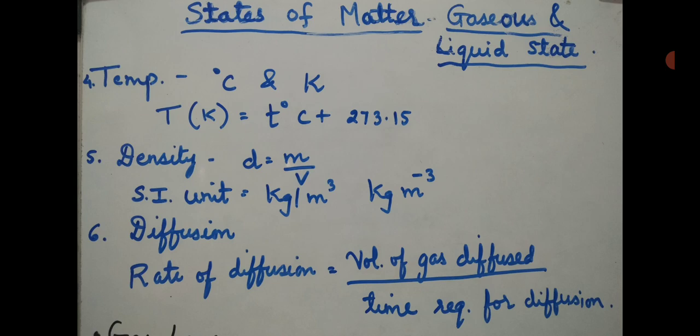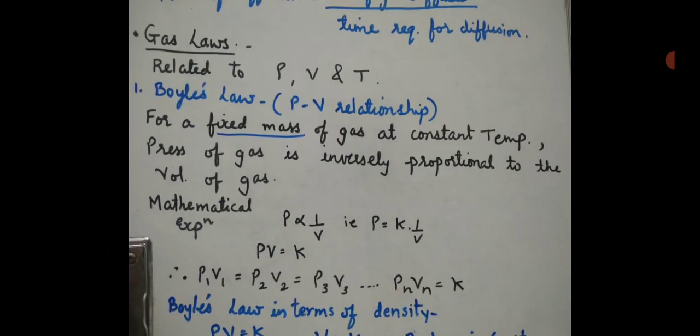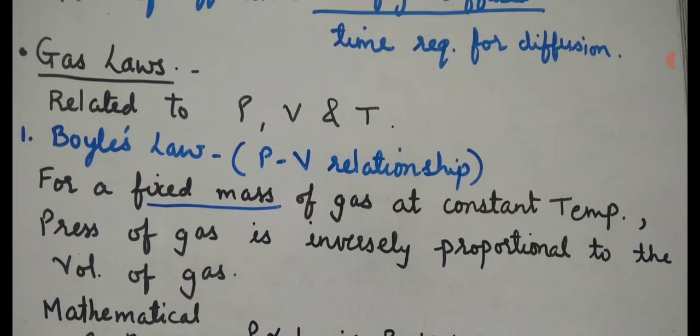म्हणजे what is the meaning? किती व्हॉल्यूमची गॅस मिक्स झाली आहे upon time required for mixing becomes the rate of diffusion. Next thing that we have to see is the gas laws. Very important thing. Remember that gas laws are related to pressure, volume and temperature. In the gas laws you will find correlation of pressure, volume and temperature. These three criteria they are considered here.